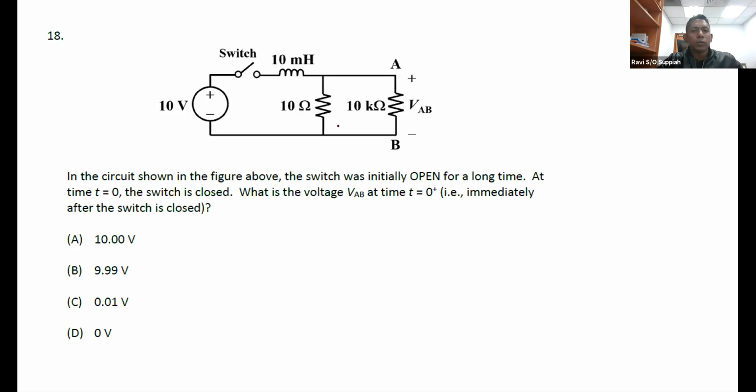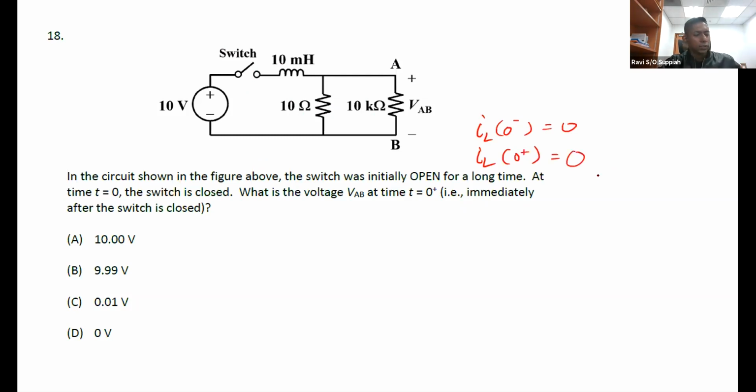If the switch is initially open, there is no current flow. So if there's no current flow, the current through the inductor at 0 minus is 0. When I first close the switch, the current cannot change instantaneously, so it's also going to be 0.